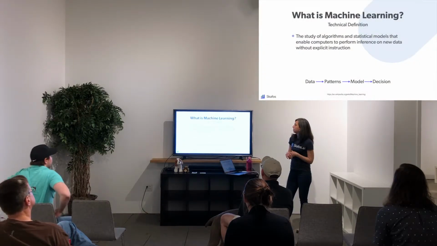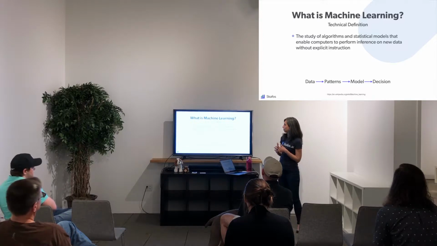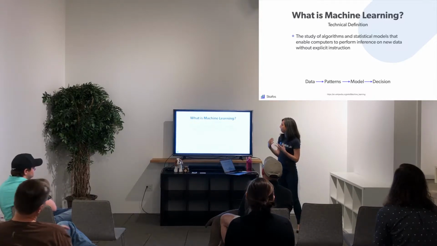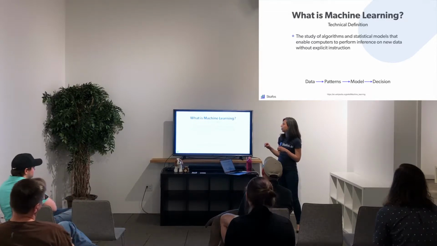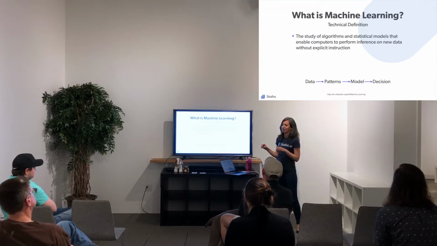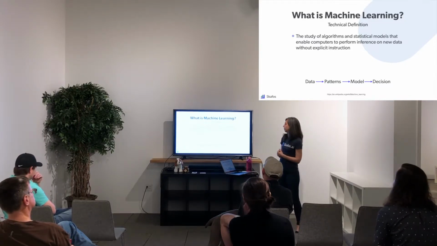So, what is machine learning, right? I like to start with the technical definition in some sense because it's actually usually not that useful, and then we can break it down to something that's more useful. So, the study of algorithms and statistical models that enable computers to form inference on new data without explicit instruction. And that's the part that I think tends to get people, without explicit, because you actually kind of are instructing the computer, so we'll break that down a little bit.